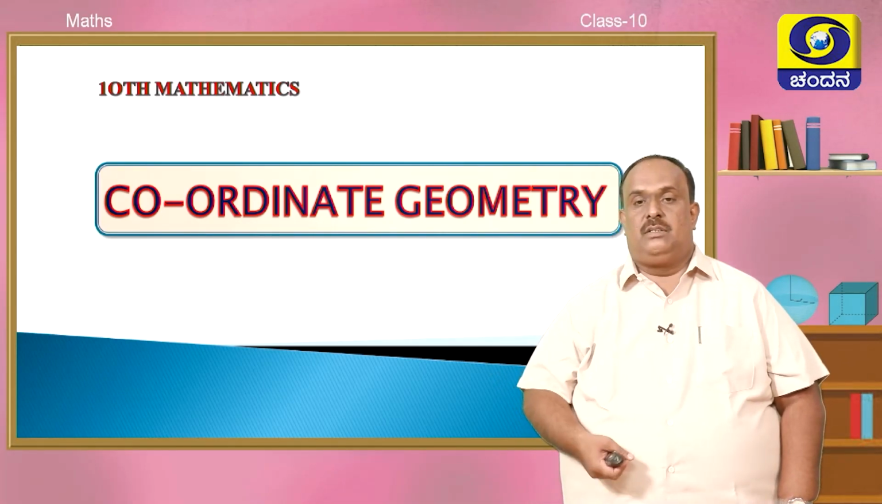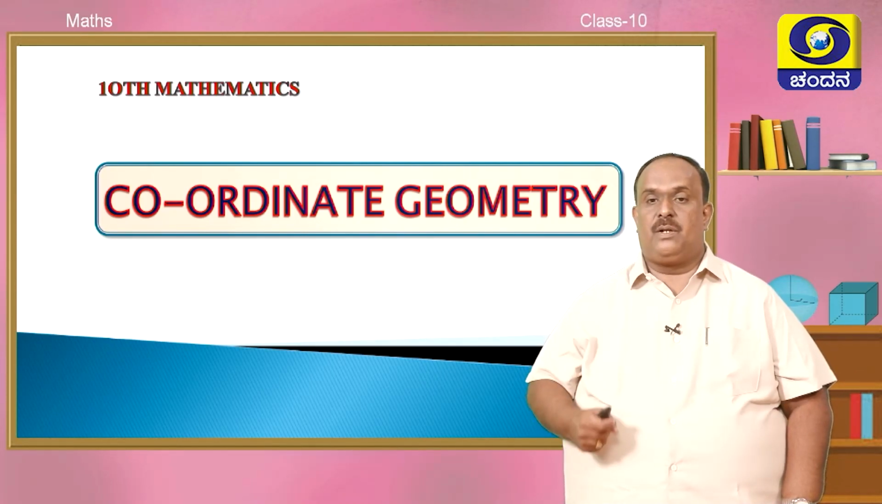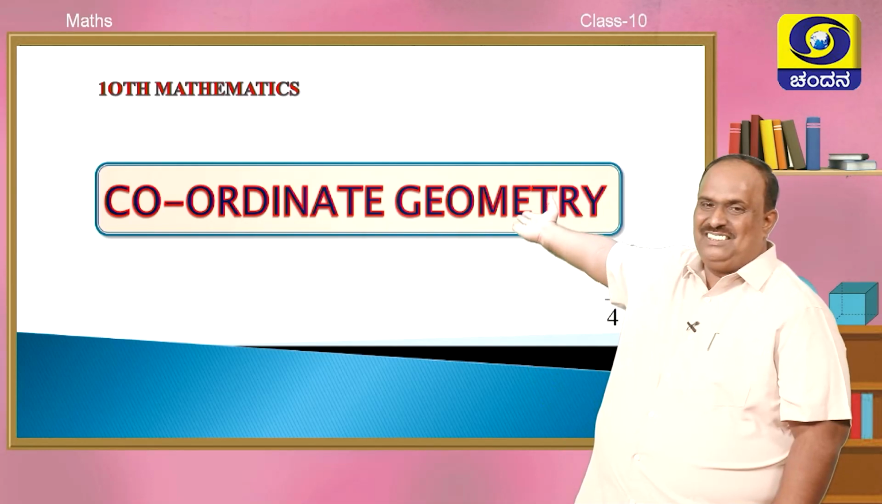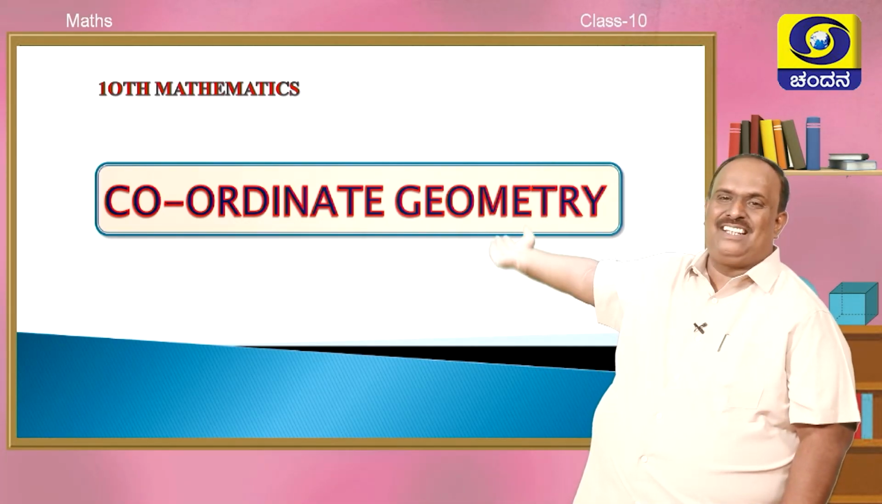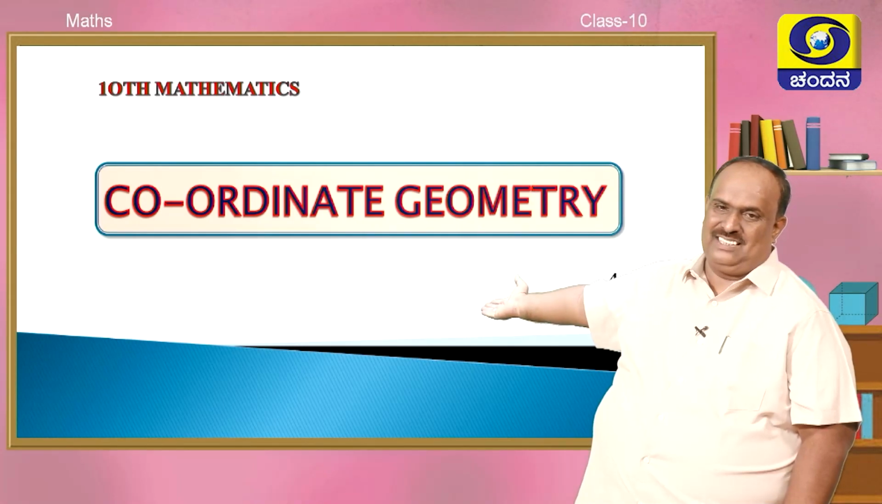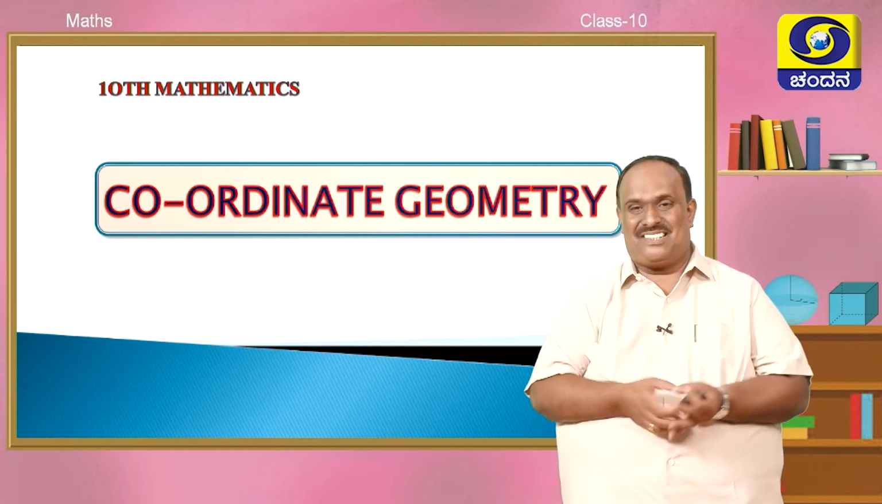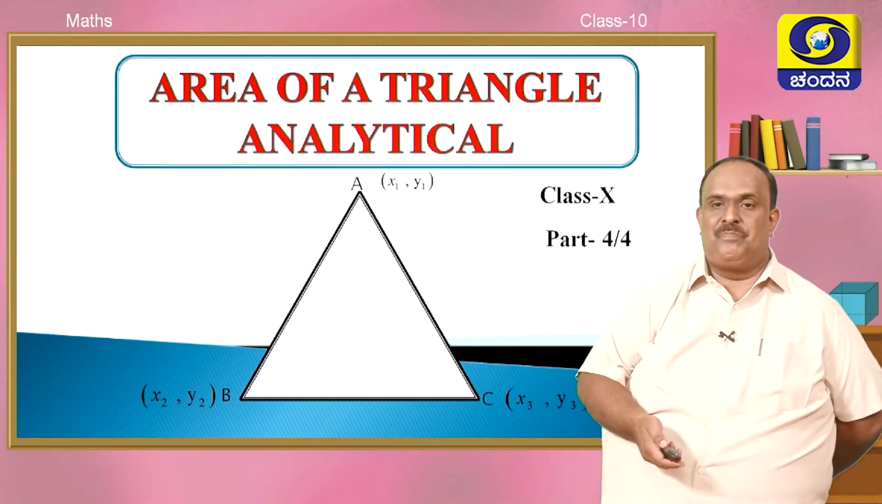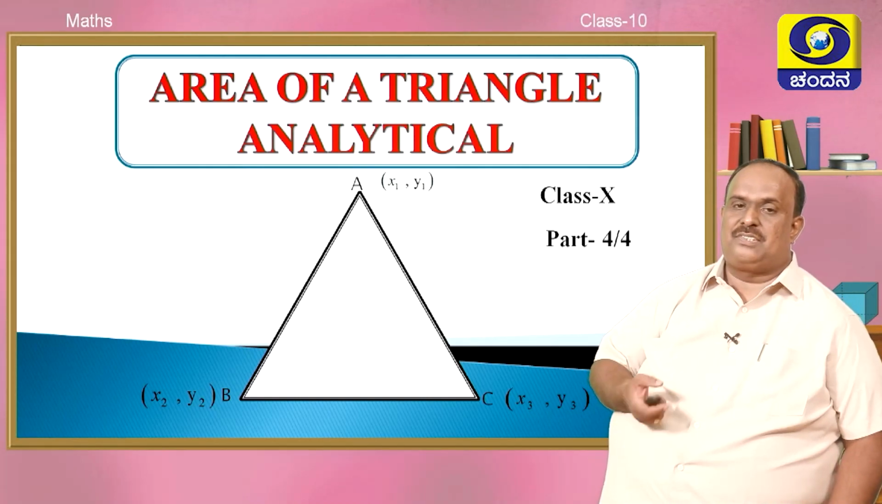These are all the geometrical formulas you have derived, you have used, you have done so many problems on this, but how to find the area of a triangle when its vertices are given to you? How to find the area of a triangle when its vertices are known to us? Welcome to area of a triangle, analytical. This is class 10 syllabus.